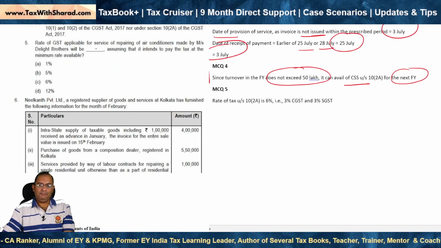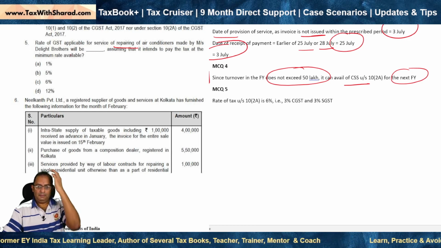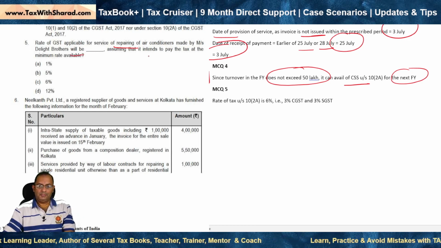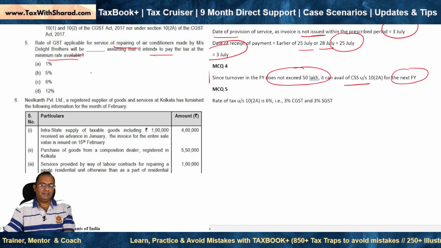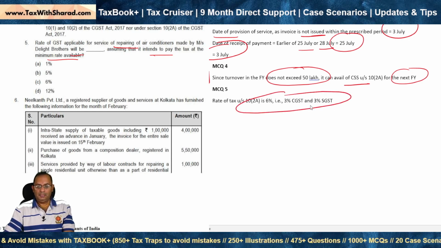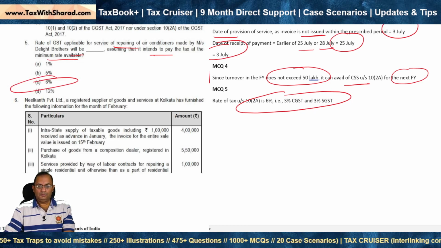Rate of GST applicable for service of repairing of air conditioners will be, which is in the next year, assuming that it intends to pay the tax at the minimum rate available. So minimum rate will obviously be under CSS under section 10(2)(a), and we know that the rate under section 10(2)(a) is 6%, which is 3% CGST and 3% SGST. So this will be the answer to our case.